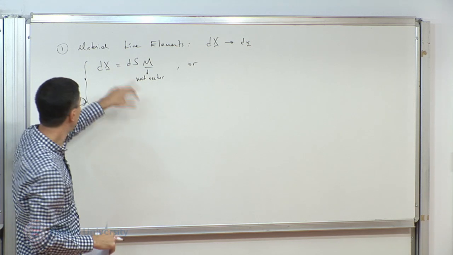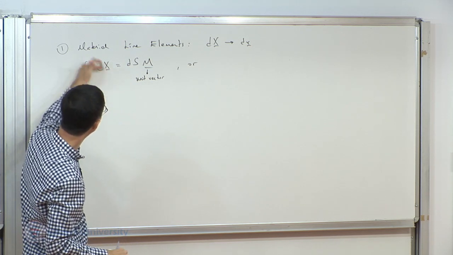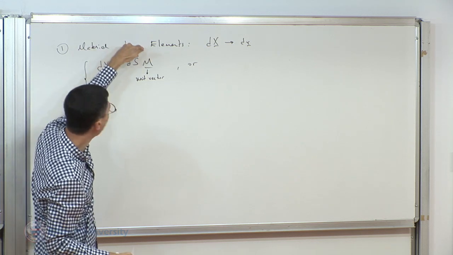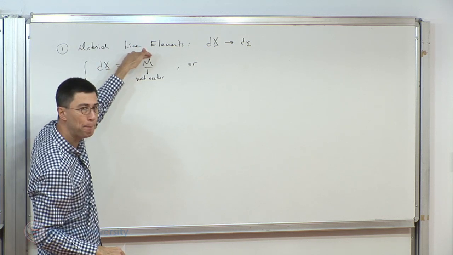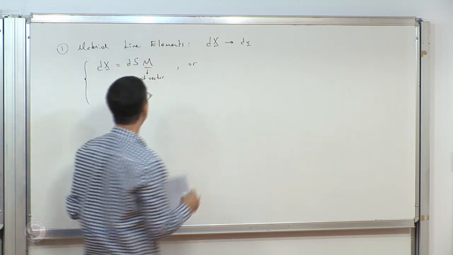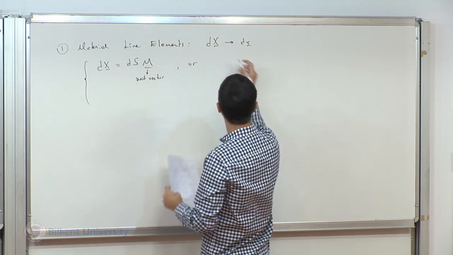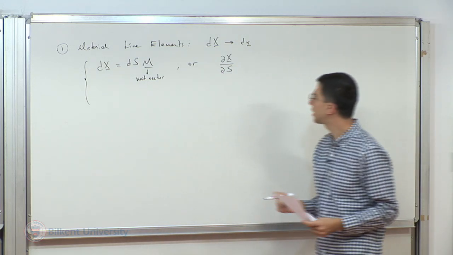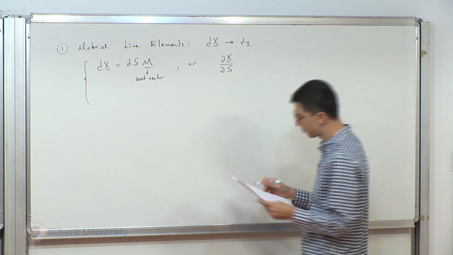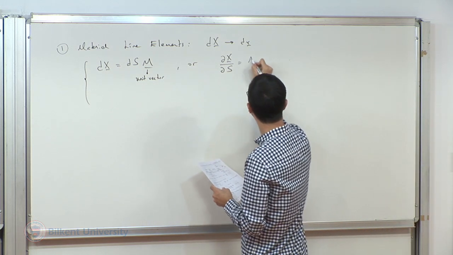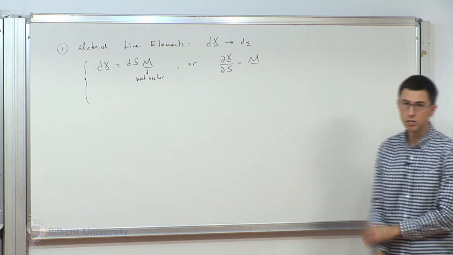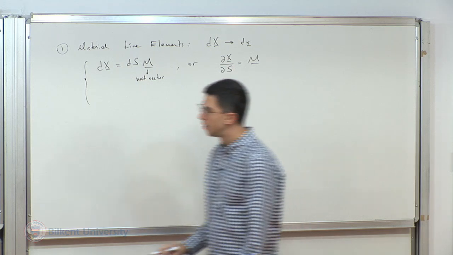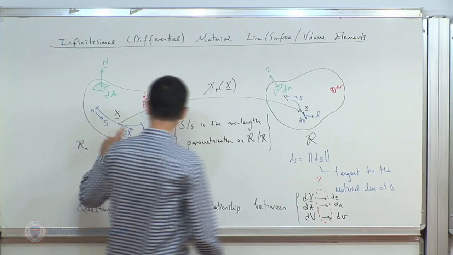Now, as soon as you look at this relation, what I could also do is take the ratio d capital X over d capital S, and that would give me capital M. But instead, what I'm going to do is take the derivative of capital X with respect to several things, perhaps. I'm going to take a partial derivative with respect to capital S just for a complete notation, and the outcome is a unit vector, which is a vector that points in the direction of d capital X.